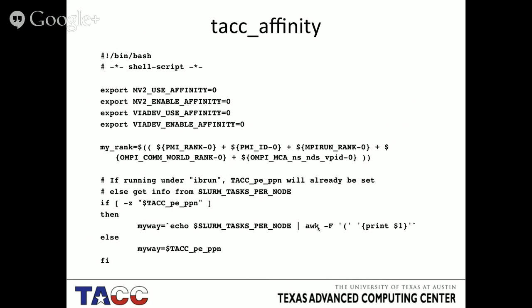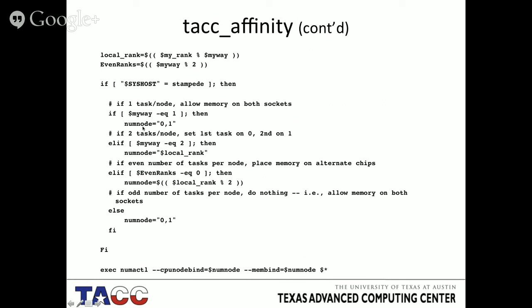So here's what TACC affinity looks like. Again, it's a script, just like what you were doing in numa.sh, or what we were looking at before. And it's turning off things here. It's finding my rank, and then some things down there. But down here, then it's determining the wayness, or the number of tasks per node. And it's coming down here and says, if my way is only 1, fine. If my way is 2, do this.